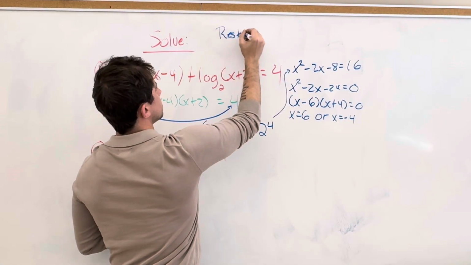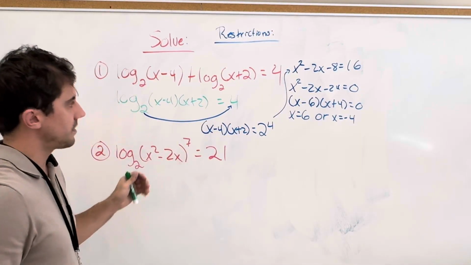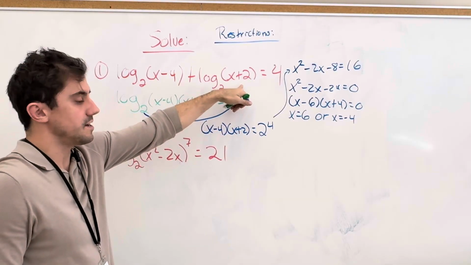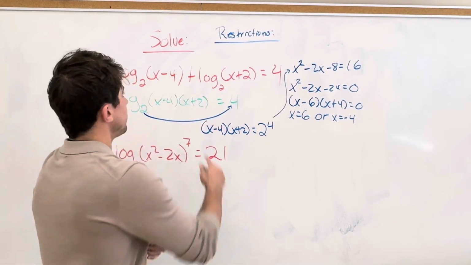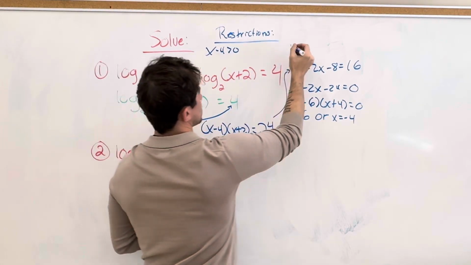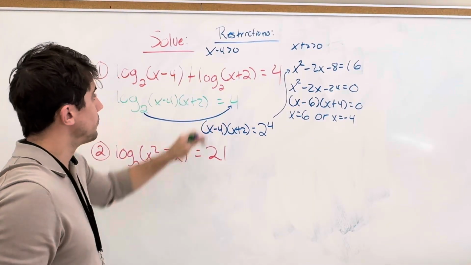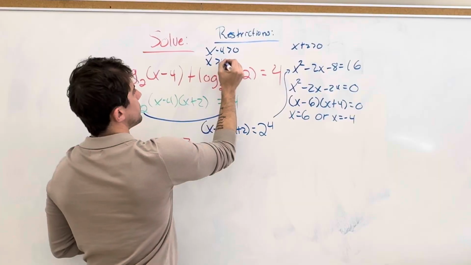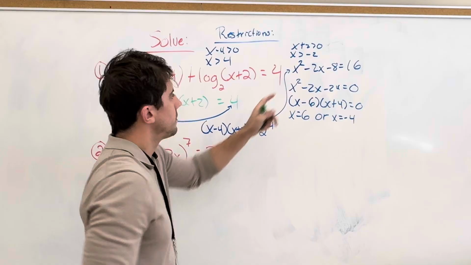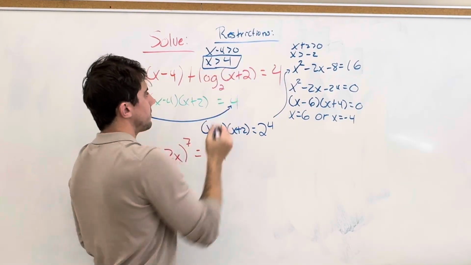Our restrictions are any values of x that would make either the base, that's not going to be a problem, or the arguments non-positive. And so that means that we need x minus 4 to be bigger than 0, and we need x plus 2 to be bigger than 0, right? We need the arguments to be positive. And so what does that mean? That means that x needs to be bigger than 4. This one means that x needs to be bigger than negative 2. This one is less restrictive than this one. And so this is the restriction that we're really going to have to hold to.